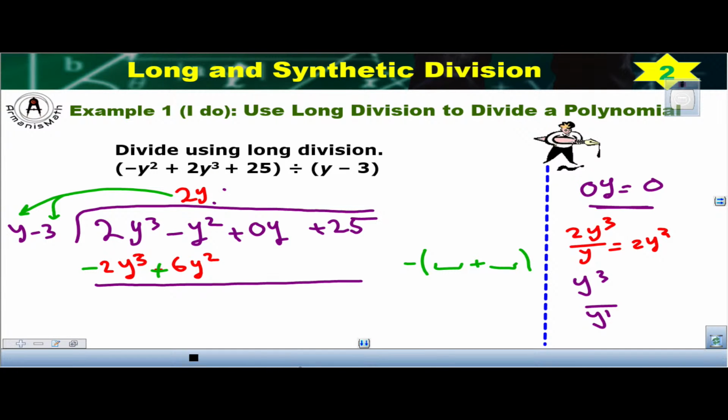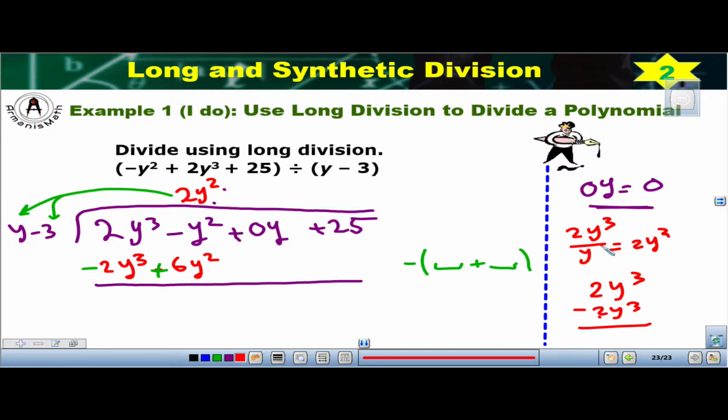That's one thing. The other safety check for you is these two here will have to disappear. These two will have to cancel each other. If they're not canceling, that means you did something wrong and you have to go back and check. So let's say 2y cubed minus 2y cubed. That should lead me to 0. I should see this term being canceled, gone. This has to be 0, which is exactly what's going to happen here.